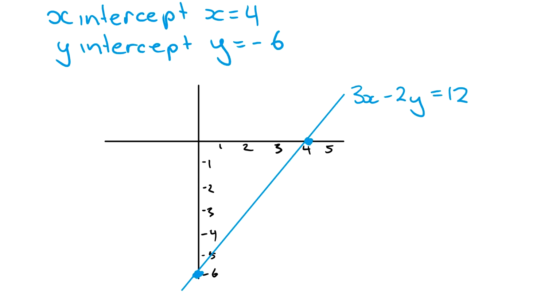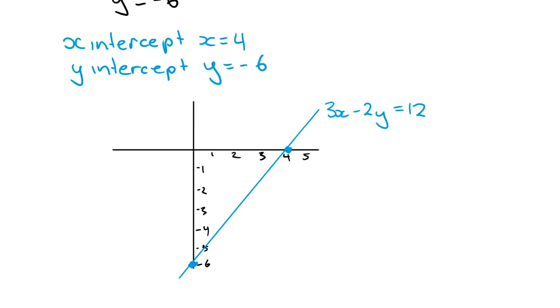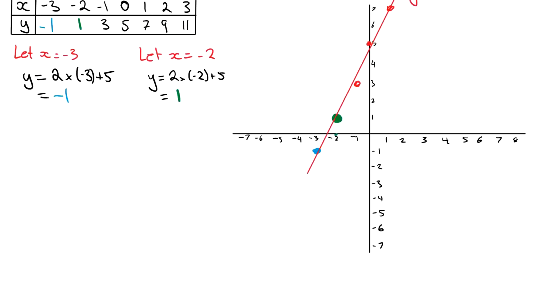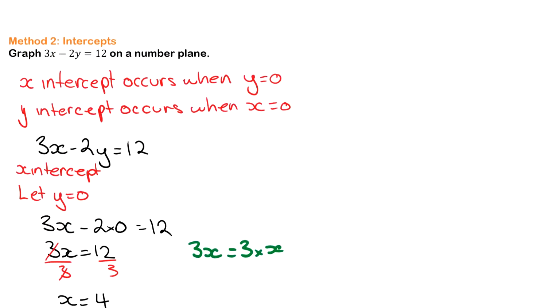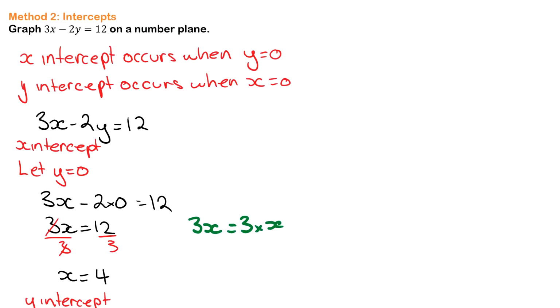So a couple of things to recap. Remember, with the table of values, you control the x's. If I zoom back up here, you control the x's on the top row and you substitute those into the equation to find your bottom row. You use these points to draw your line. The intercept way is where you find your x and y intercepts. The x-intercept occurs when y is 0 and the y-intercept occurs when x is 0.